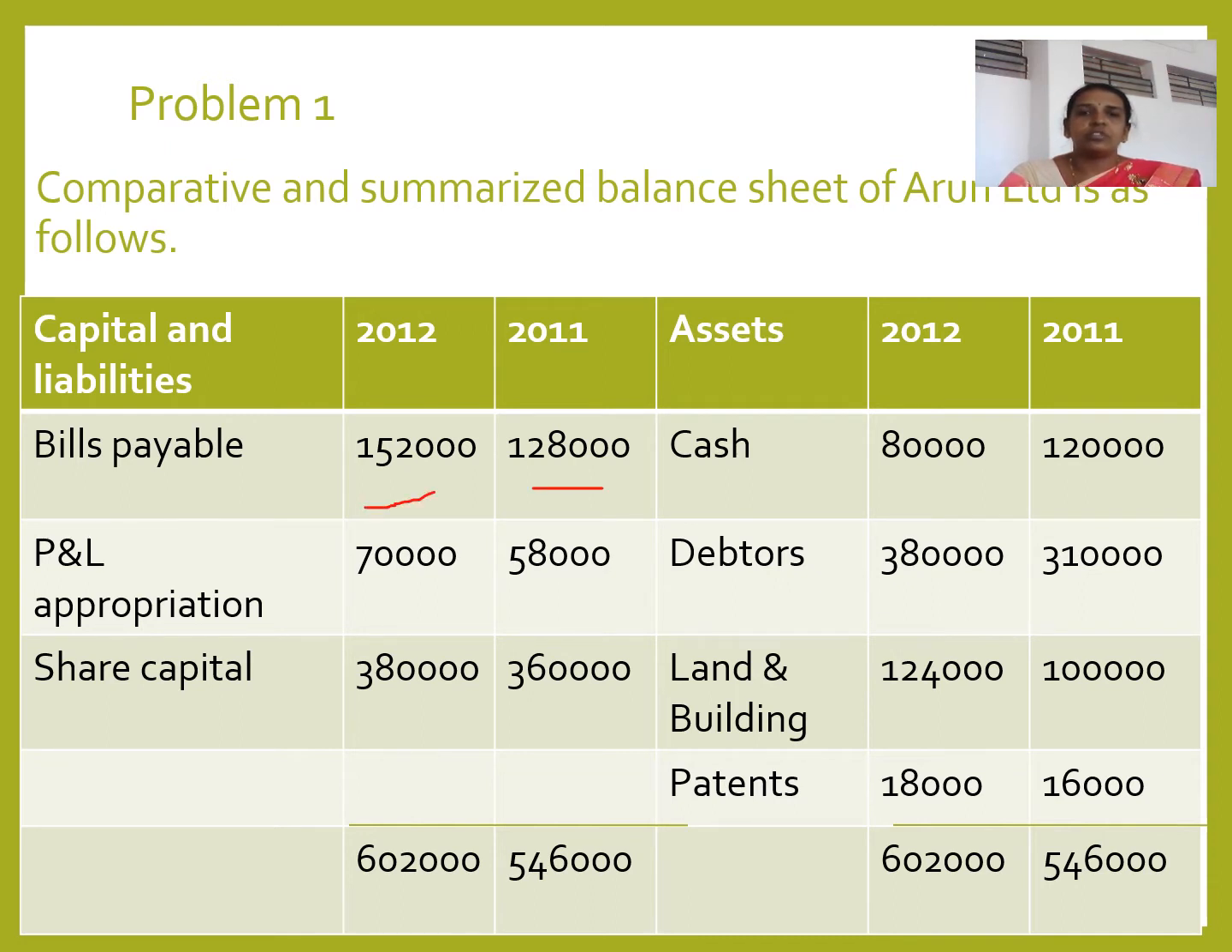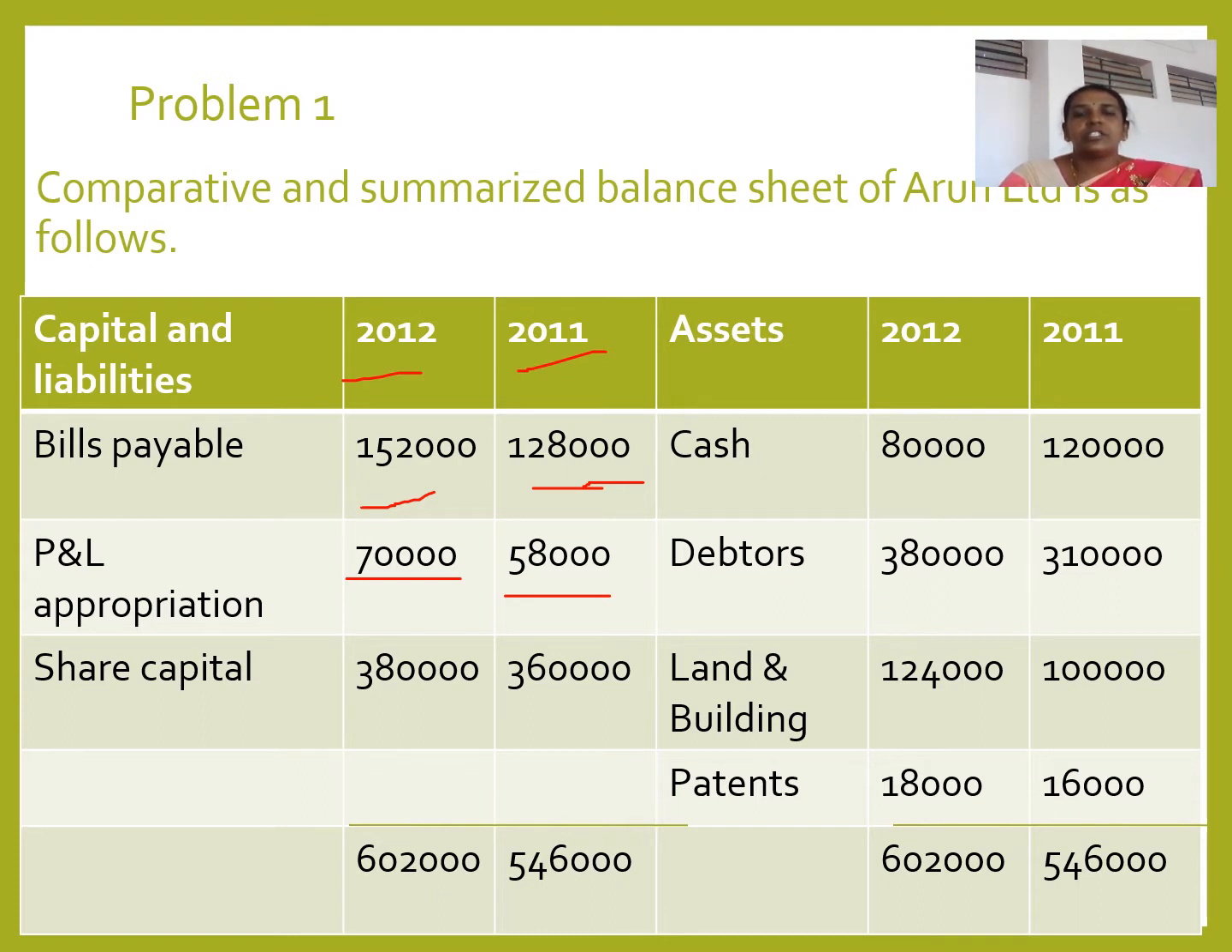See here, for comparing you have to take 2011 first, then 2012. See bills payable for the year 2011 is 1,28,000 and for the year 2012 is 1,52,000. It means that bills payable has been increased from 2011 to 2012. Then next one is the P&L appropriation account, that is the profit and loss balance. In the year 2011 it is 58,000 and in 2012 it is 70,000. That means there is also an increase in profit and loss appropriation.